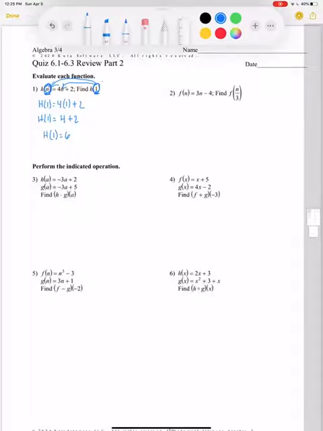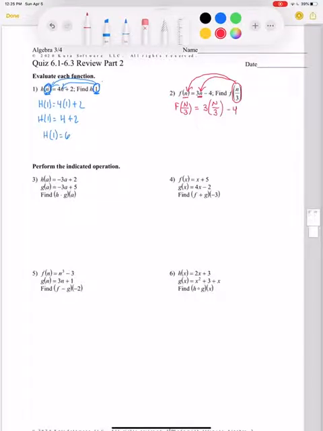Problem 2, f of n equals 3n minus 4. Find f of n divided by 3. So wherever I see n, so there's one here and one here, I'm going to plug in n divided by 3. So I'm going to plug it in there and in there. So f of n divided by 3 is equal to 3 times n divided by 3 minus 4.